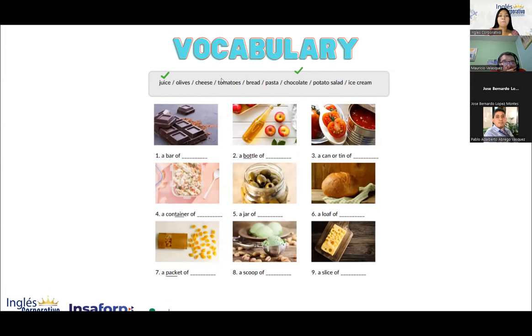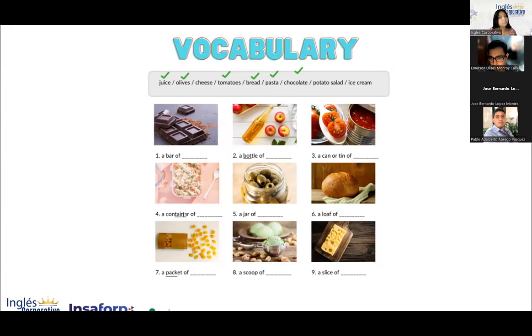So what about number four? A container of pasta. That is correct. What about number five? A jar of olives. Perfect. What about number six? A loaf of bread. Okay. Perfect. What about number seven? A packet of pasta. Okay.